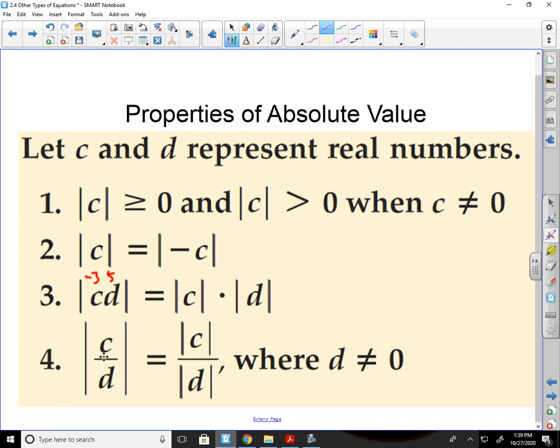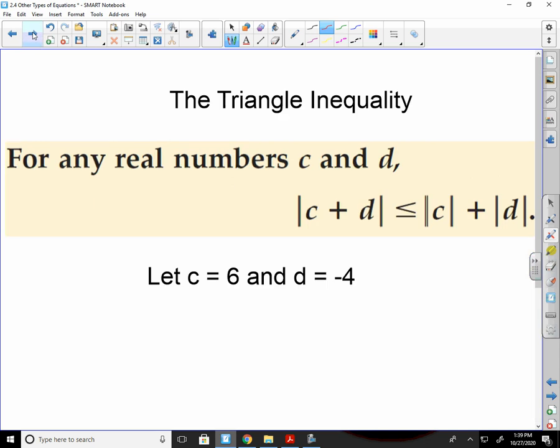Same thing with division. If I have the absolute value of c over d, that's equal to the absolute value of c over the absolute value of d. And d cannot be equal to 0 there because we can't divide by a 0. That takes us to the triangle inequality. For any real numbers c and d, the absolute value of c plus d is always less than or equal to the absolute value of c plus the absolute value of d.